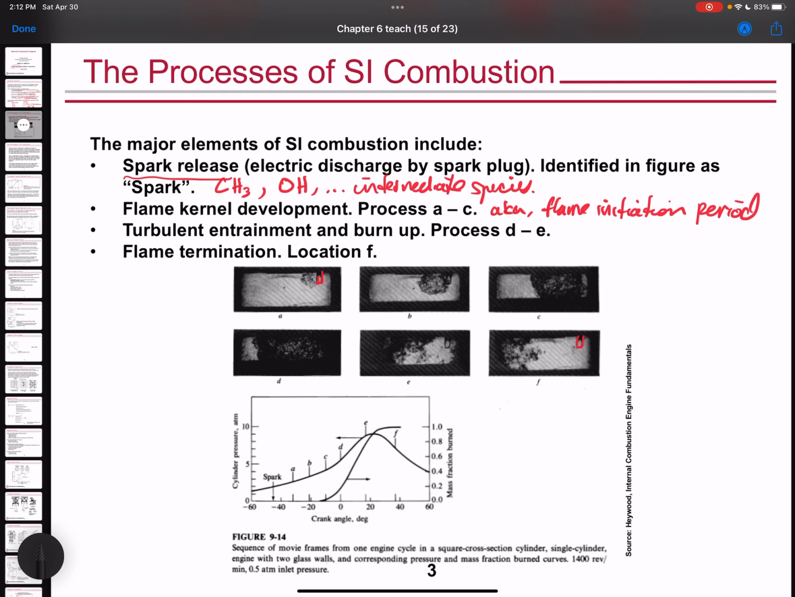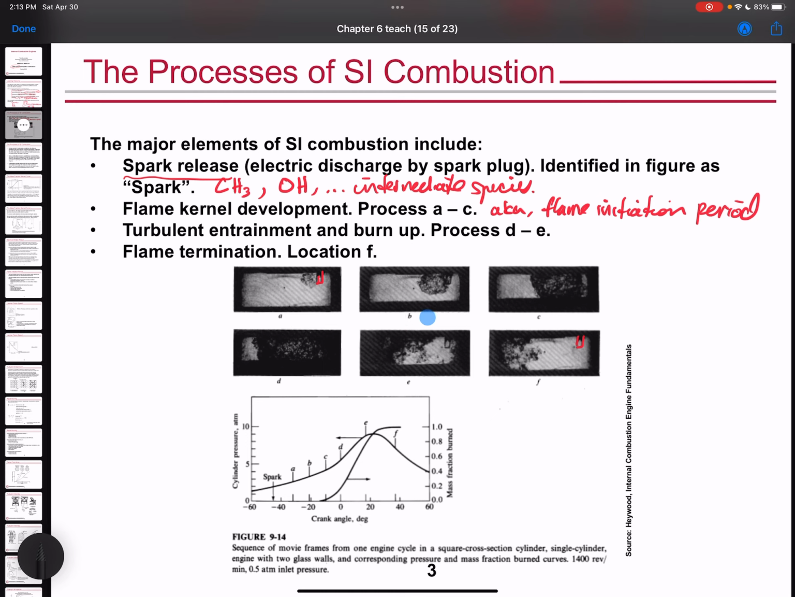There's no more fuel left to burn, and now the flame begins to quench through various mechanisms. Maybe it's starting to interact with the wall, which is substantially colder, and that can be a quenching mechanism. Maybe it's literally running out of fuel, or running out of oxygen, or what have you. There's something that's causing the combustion process to come to an end, and that leads us into this flame termination phase.